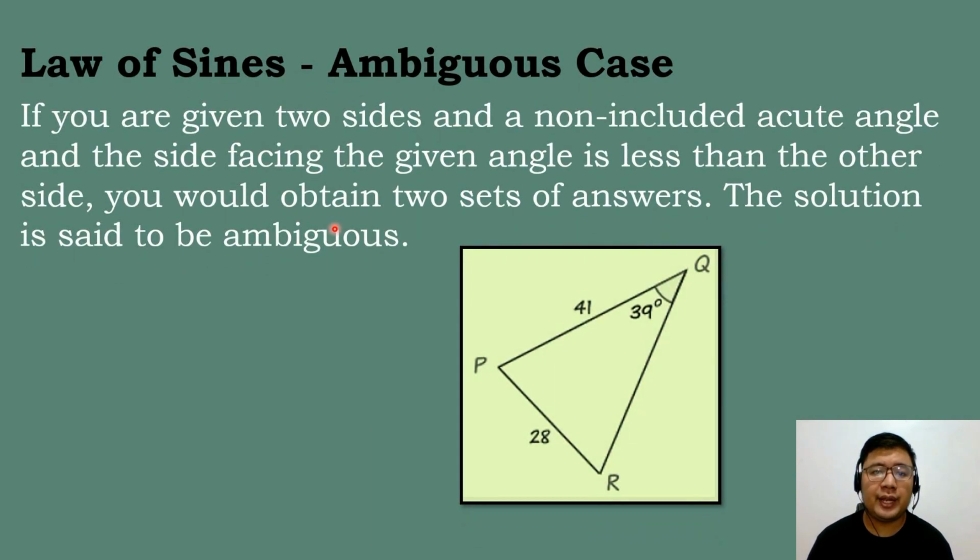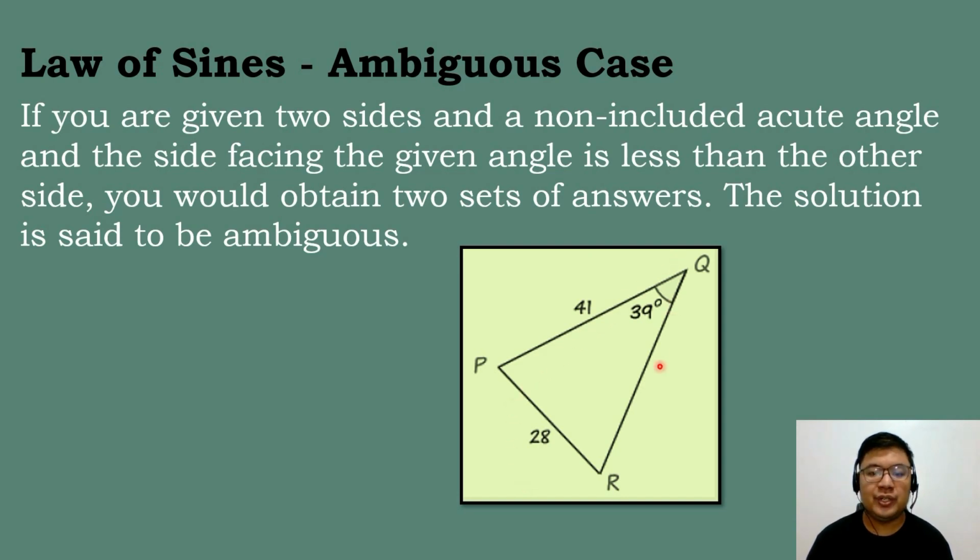Let's now consider the situation when we are given two sides and one angle of a triangle. If you are given two sides and a non-included acute angle, and the side facing the given angle is less than the other side, you would obtain two sets of answers. The solution is said to be ambiguous.